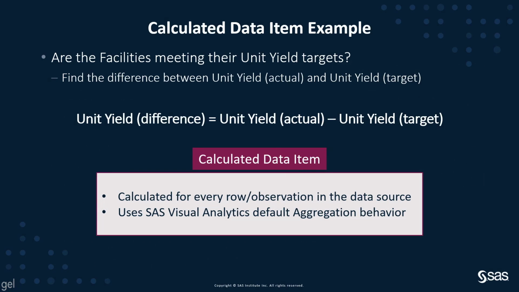To answer the question, are the facilities meeting their unit yield targets, we will find the difference between the measures unit yield actual and unit yield target. As you can see, we have a simple expression using the subtraction operator. What we can take away is that the closer the unit yield difference is to 0, then we know that the facility is meeting their target. Recall that this expression will be calculated for every row observation in the data source, and it'll use the SAS Visual Analytics default aggregation behavior.